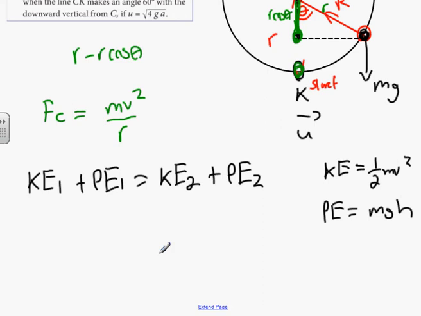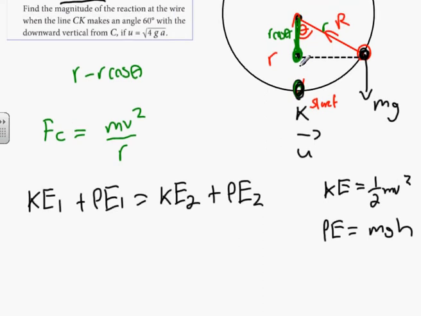So at the start, do you have any potential energy? You don't, because you're at the bottom of the ring. You have no height above the ground, so no energy saved up. So it's going to be a half mu squared, with zero potential energy.